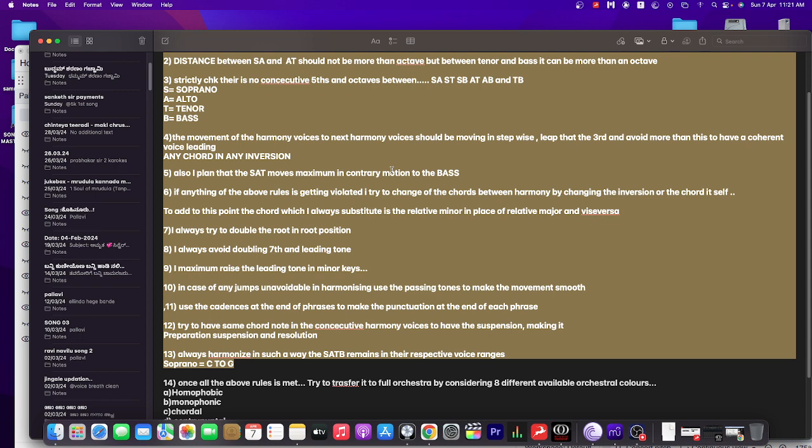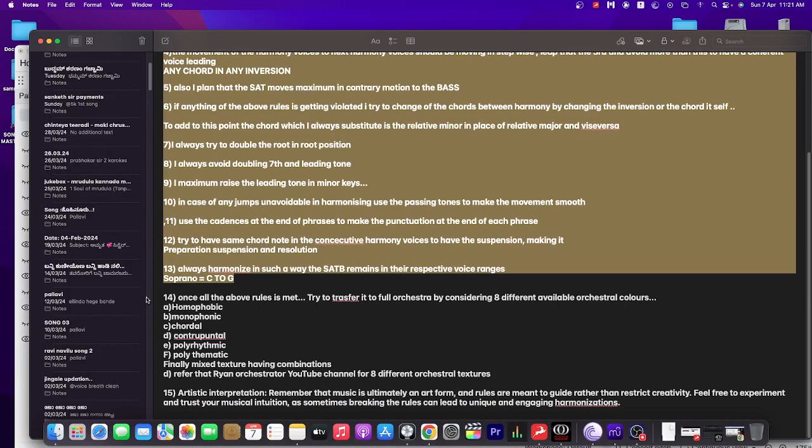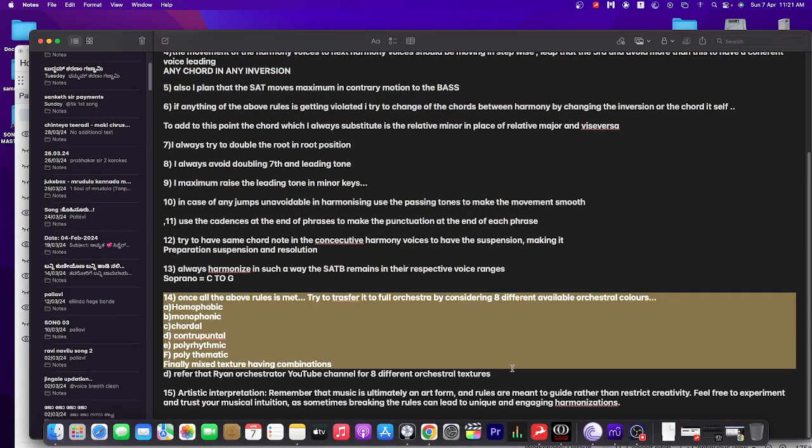The more you do, the more you get it. So this is the 14th point. When you're transferring your 4-part, which has all these 13 good points without violating any of them, to the full orchestra, you can consider having 8 different orchestral textures, which I am definitely going to do, all 8 textures, in my future videos.